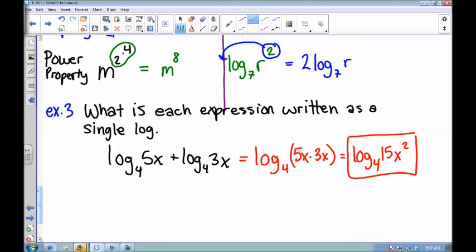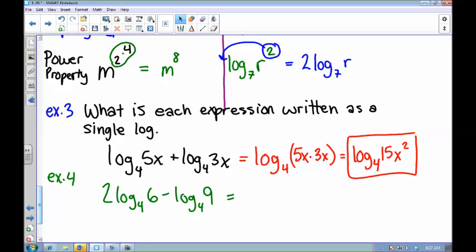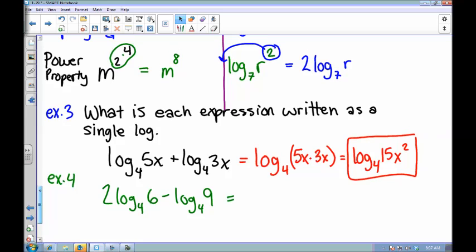All right, let's try another example. Again, changing to single log. Example 4: 2 times log base 4 of 6 minus log base 4 of 9. Okay, same directions. We're going to write this as a single log.